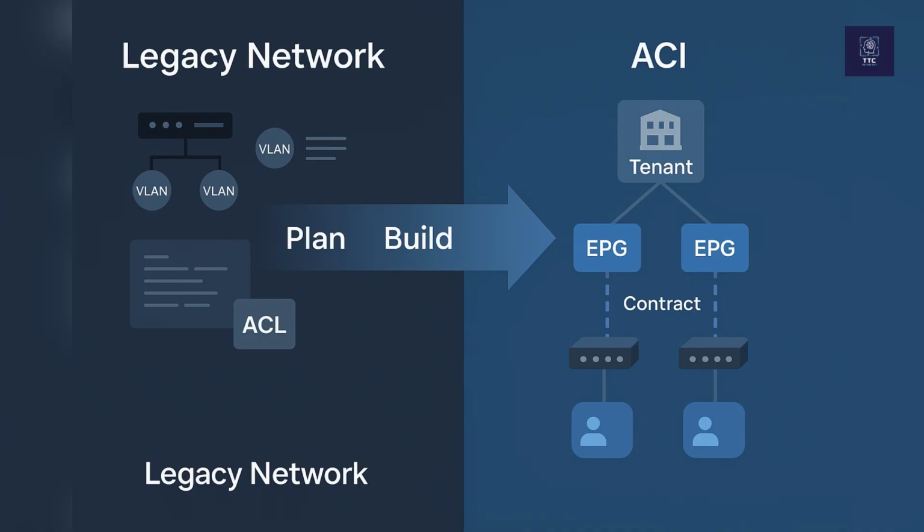How do you migrate from traditional networking to ACI? Start by replicating VLANs into bridge domains and EPGs. Translate ACLs into contracts. Use migration bridges or routed L3Outs during cutover. Run both systems in parallel for testing before full migration.